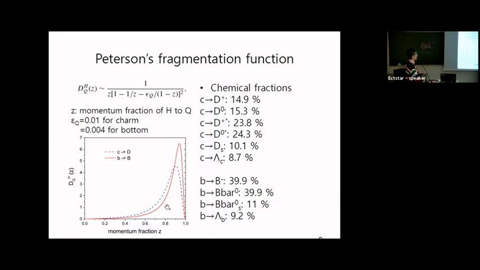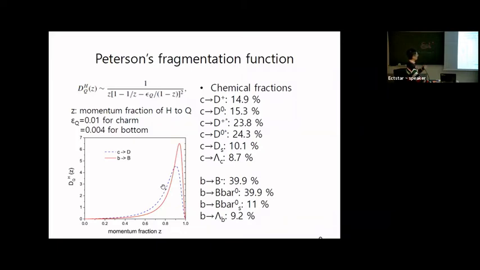The reason is the following. Charm or bottom is very massive, so even though it emits soft gluons, the momentum does not change much. Still, lots of momentum remains in the heavy hadron. That is why this fragmentation function is peaked near 1, especially so for bottom.